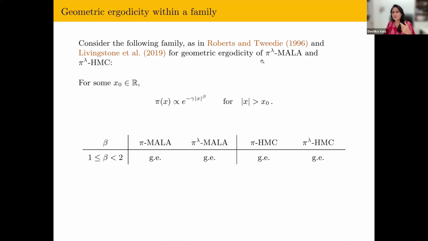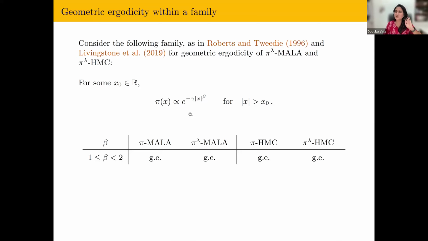So what we can do is we can rely on the results of Roberts and Tweedie, which study sufficient conditions for geometric ergodicity for MALA, and Livingstone et al. that considers sufficient conditions for geometric ergodicity for HMC, to study when are these conditions true for pi lambda. So we have general results as well, but here, to keep things simple, I just focus on the following family of target densities. So if my target density is in the family that pi of x is proportional to e to the power minus some scaling factor gamma times norm x to the power beta. So for example, when beta is 2, this is the Gaussian density.